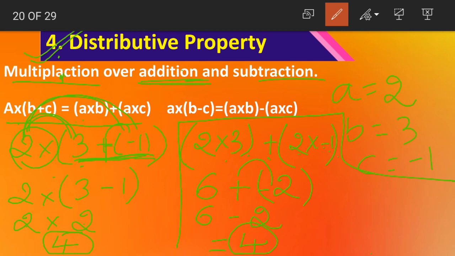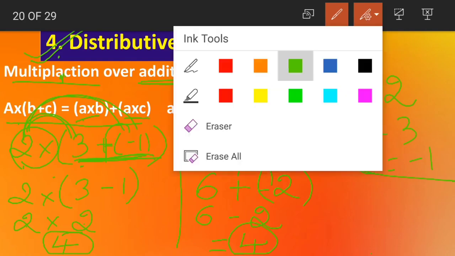a into (b plus c) is equal to a into b plus a into c. Understood class? First we added the terms and then multiplied. In RHS we multiplied the terms and then we added both of them together. In both the cases we got the same answer 4. So we can say that multiplication over addition of integers follows distributive property.